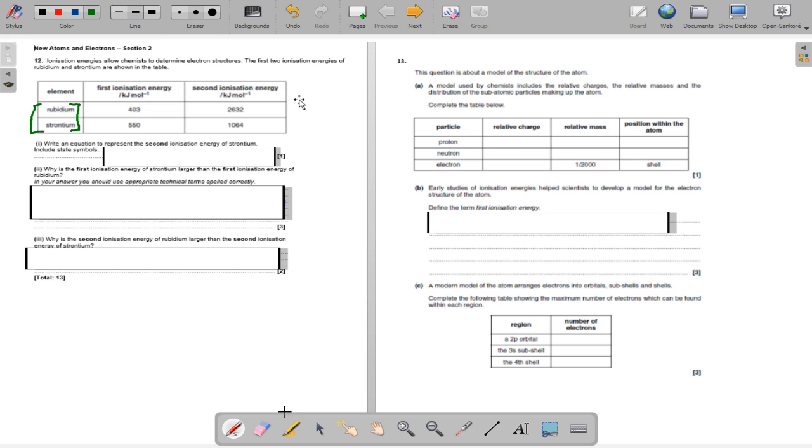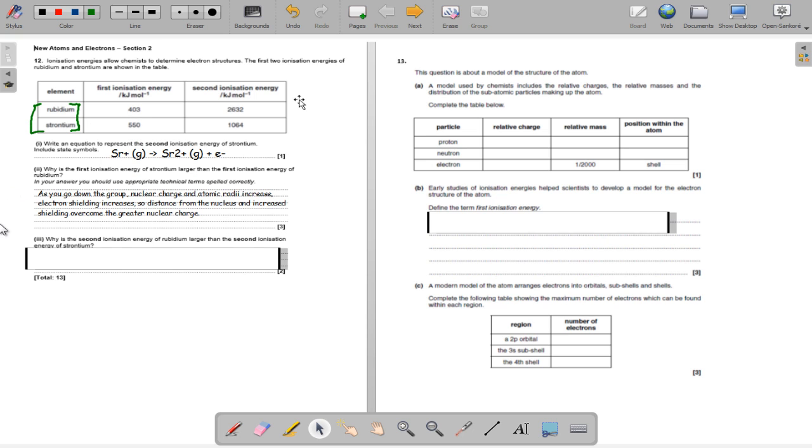Okay, so the equation for the second ionization energy of strontium, I'll just change that from oxygen to Sr. But other than that, you do need to represent the first ion as Sr+, which is in a gaseous state, and then strontium 2+, which is also in a gaseous state. That's 2 of your 3 marks, and to get the third mark you need to have an e- there. There are no state symbols for an electron.